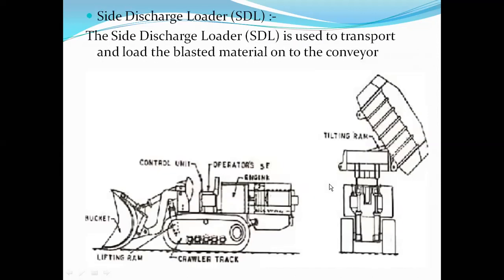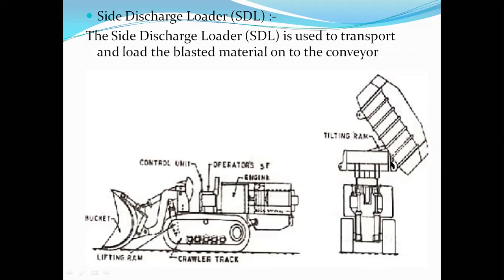So let us look at the construction details. This is the diagram of the side discharge loader. During the front side, it will be loaded, and while discharging, the entire bucket will be lifted and unloaded in the sideward direction. During loading it is similar to LSD, but during unloading, discharging is carried out in the sideward direction. That's why it is called side discharge loader. If you look here, the width and height of the roadway required are also more. The side discharge loader is used to transport the coal and the blasted material onto the conveyor.